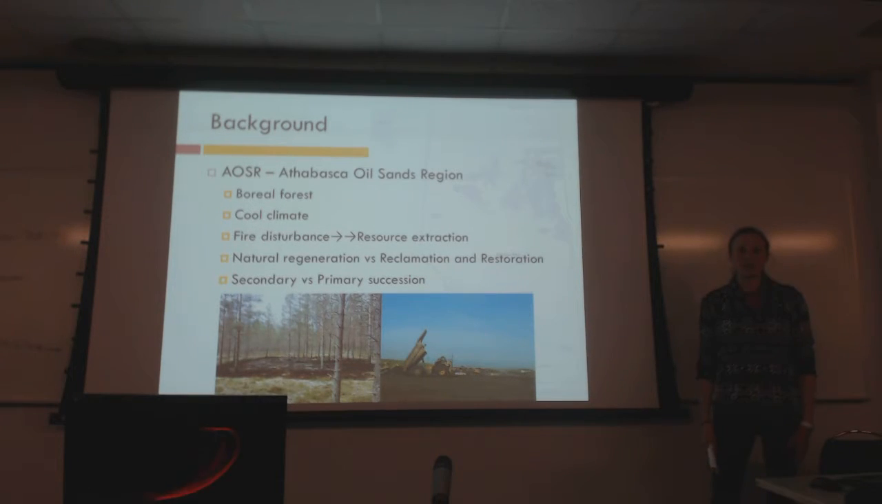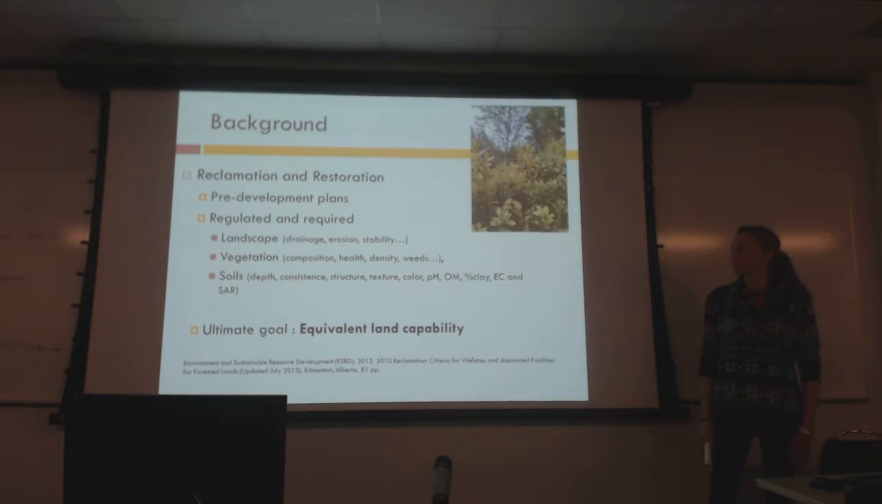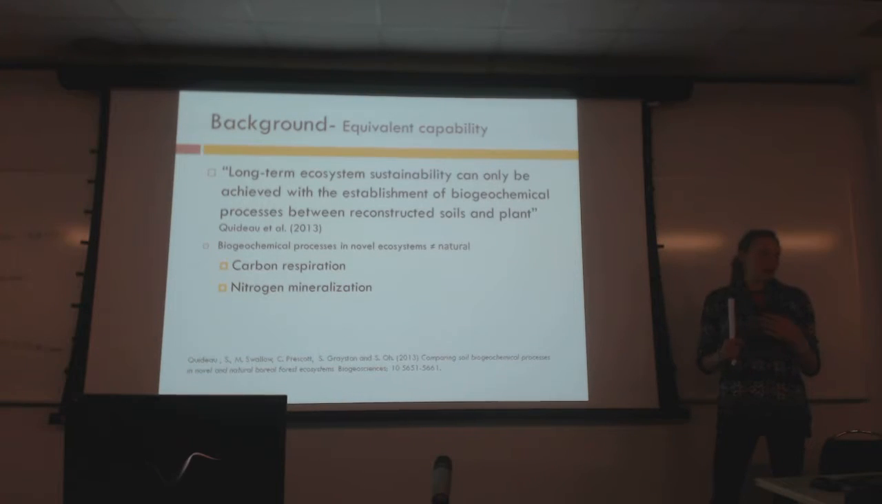With that, you can think about different ecological processes that might not come in primary succession, but that you would find in secondary succession. With reclamation and restoration on the oil sands, there are pre-development plans. It's mandatory for them to have them. They're required and regulated. They include things like landscape characteristics, topography, and mostly vegetation, where a lot of the focus goes, especially right now, on using native vegetation. And into soils, but more so on soil characteristics such as the depth, consistency, texture, the color, EC and CEC. But it's all geared towards having an equivalent land capability.